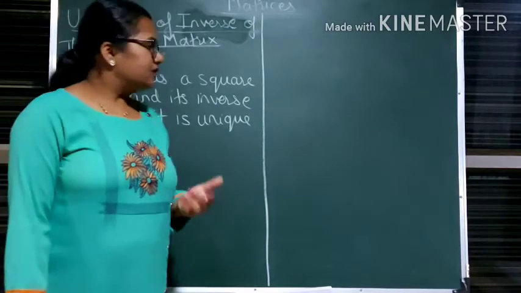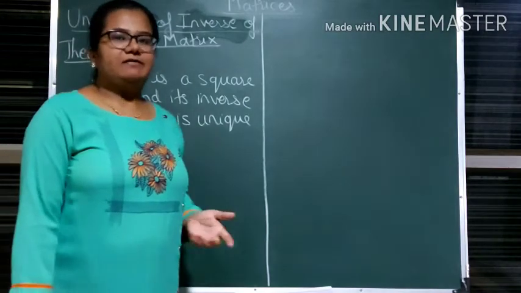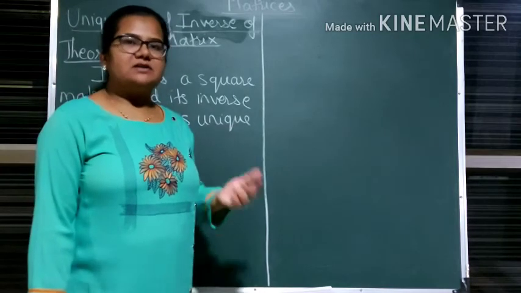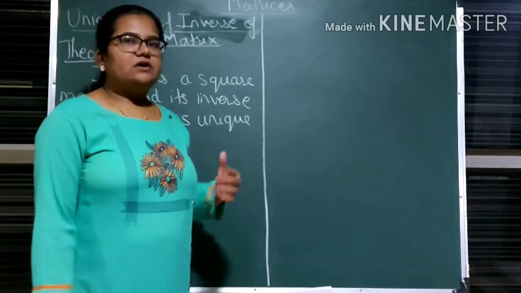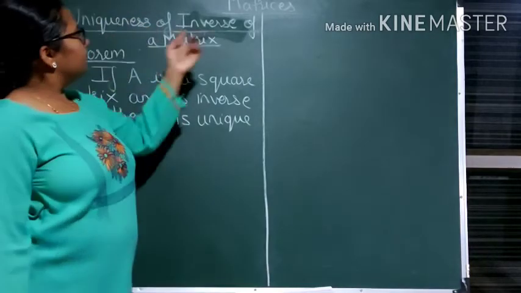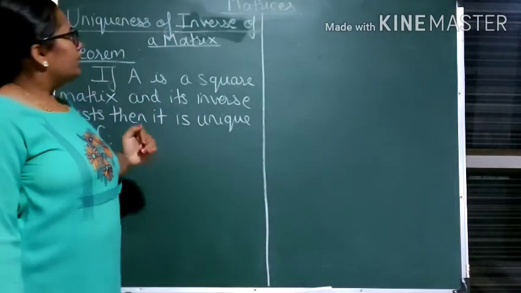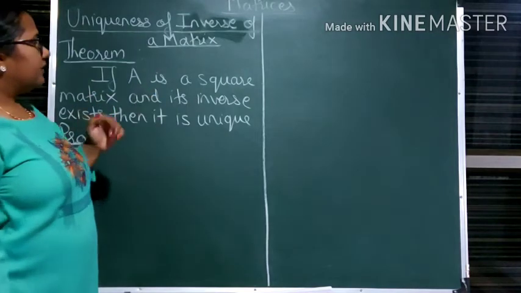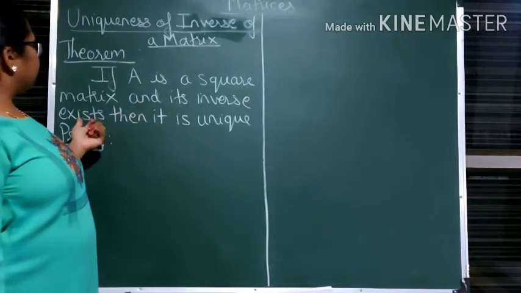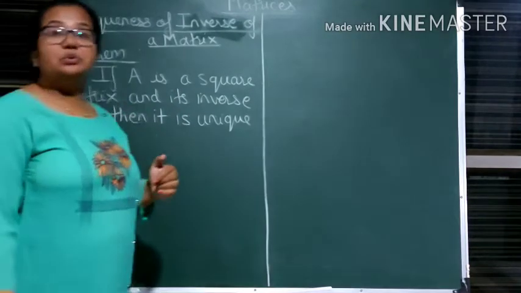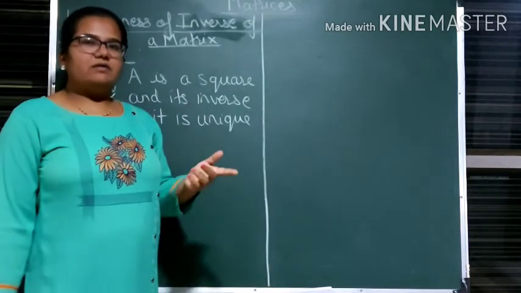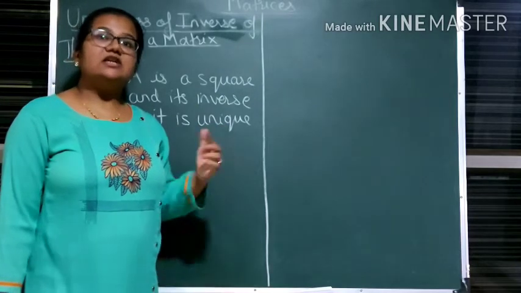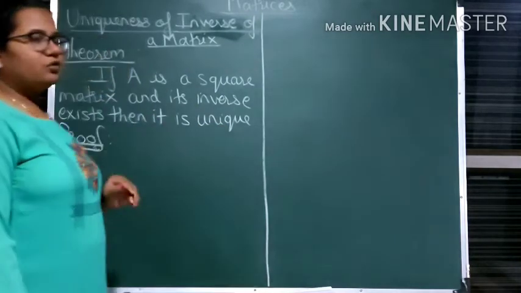Now we have seen what the inverse of a matrix is and when the inverse of a square matrix will exist: when the determinant of that matrix is not equal to 0. Now let us move ahead with the uniqueness of the inverse of a matrix. There is a theorem under this. If A is a square matrix and its inverse exists, then it is unique. That is, if the inverse of matrix A exists, then it should be unique. So we have to prove this.